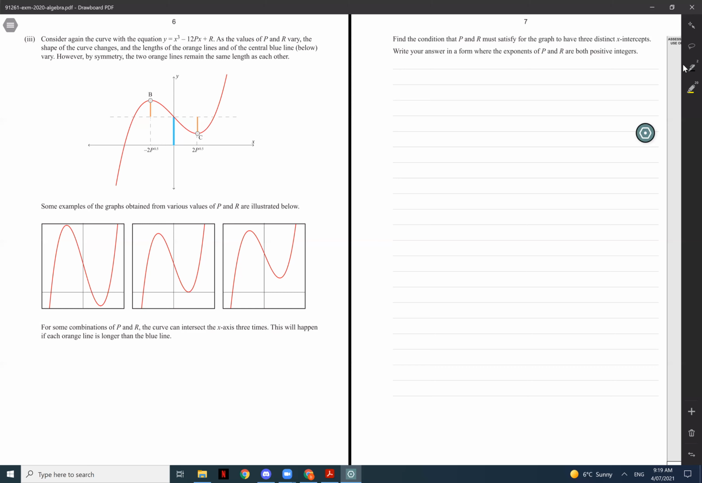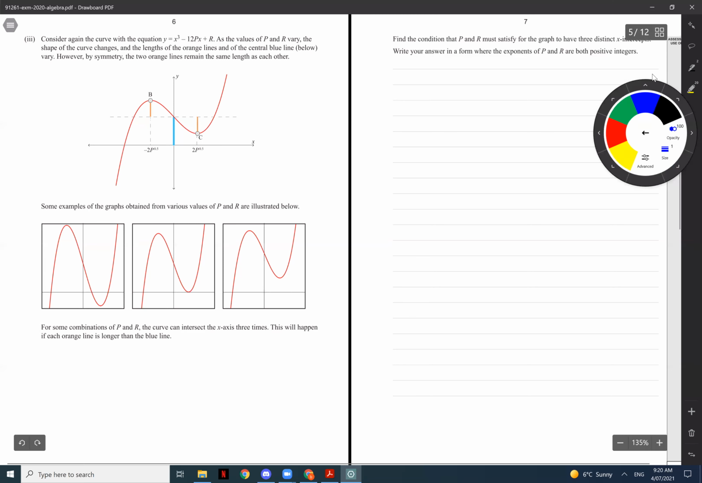But the idea is they give you several cases. Check here, this orange line. Let's check where the blue line is. The blue line is this, and this is the orange line. And this is the blue line. No, this is the orange line. Blue line. Orange line.